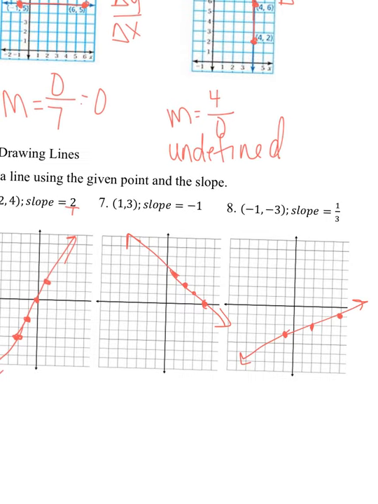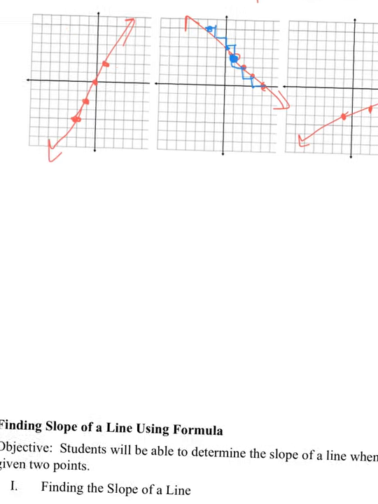So you'll notice in number 7, this one has a slope of negative 1. So I started here at 1, 3, and put it in a different color. And then I went down for my negative aspect, and then right 1. So down 1, right 1, down 1, right 1, down 1, right 1. Or I could have gone up 1, left 1 for the negative piece. Up 1, left 1, up 1, left 1, and plotted the points that way. So that's one way to find slope.